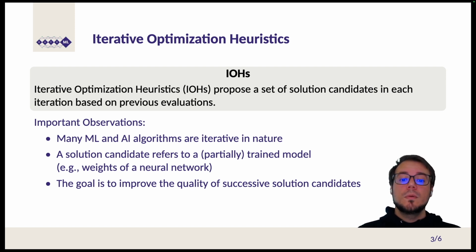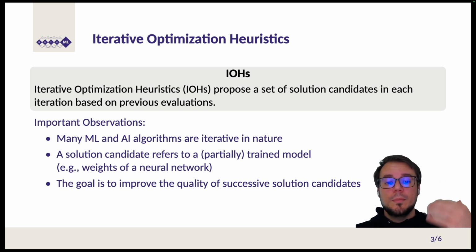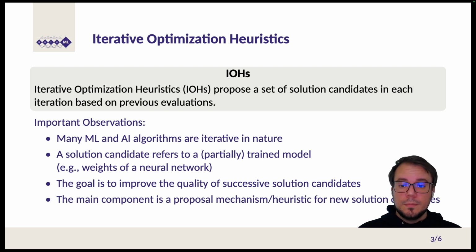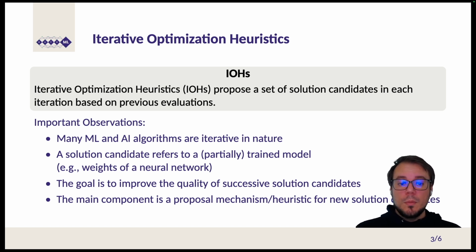And the goal is to improve the quality of the successive solution candidates, right? So we want to take the previous solution candidates and build upon them and get to ever better solutions, not just stagnate or, like I said earlier, potentially even get worse. So the main component in an IOH is the proposal mechanism, or also the heuristic for how these new solution candidates are created. And we can really now take action here and adapt or configure these IOHs to make this proposal mechanism more efficient and much more successful over time.